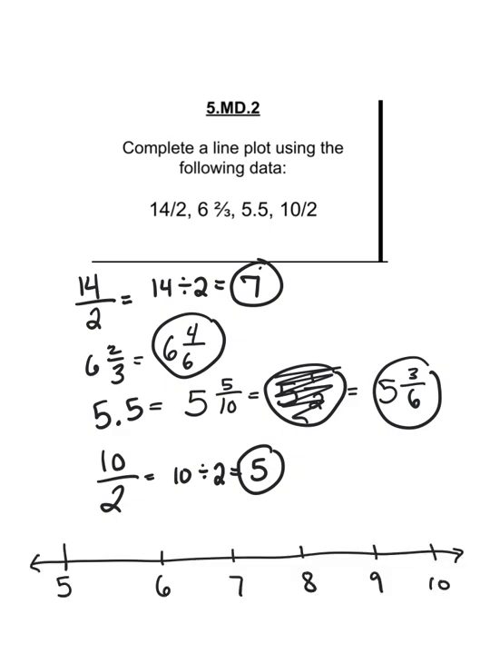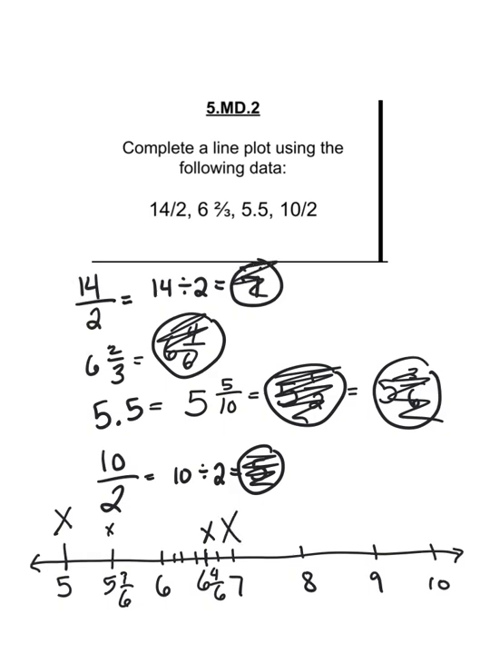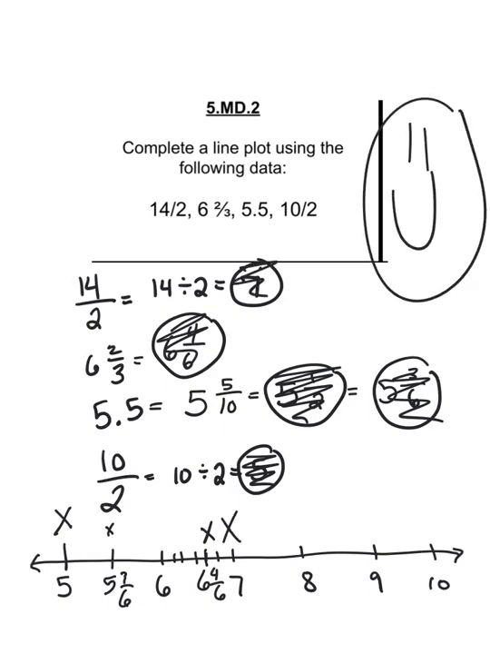So I'm going to start my line plot with the number 5, and I have one piece of data with that value. 5 and 3/6 will go right here. 6 and 4/6 will go right about here. Don't forget your X's. And then 7. And that's it. Yay! Done with the dreaded line plot.